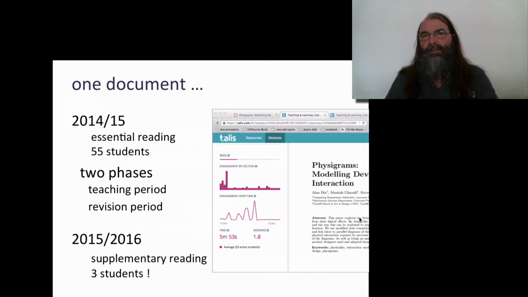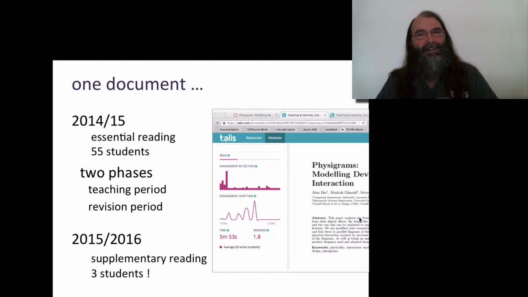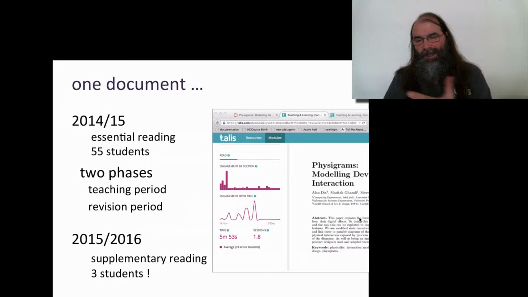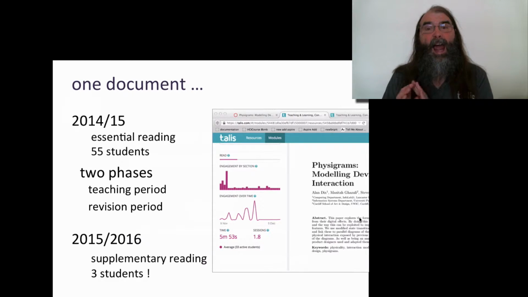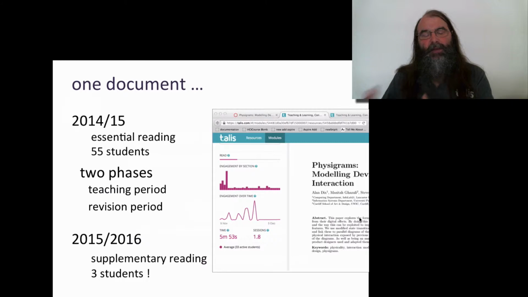I'm going to do these in reverse order because in the first run of this course, it was essential reading and 55 students engaged with it, and more did during the revision period, so it makes you feel good as an educator. During the last run of the course, I set this as supplementary reading and 3 students looked at it, and as we'll see, not in great detail. So I'm going to deal with those first and then get the slightly more encouraging traces later on.